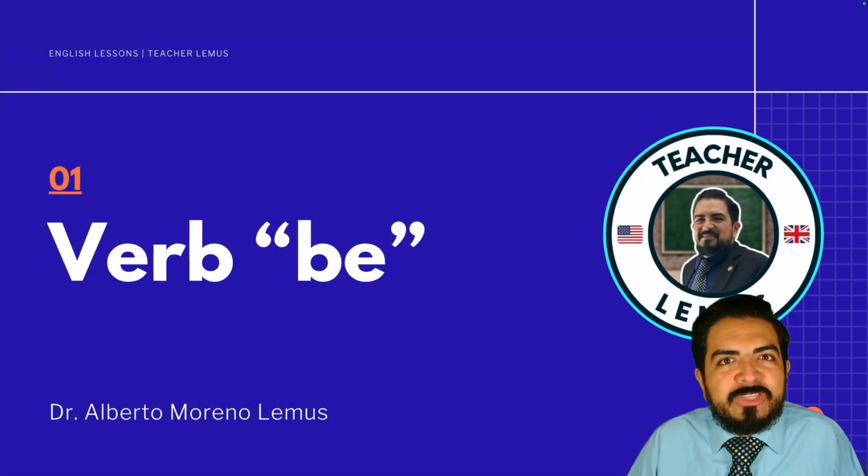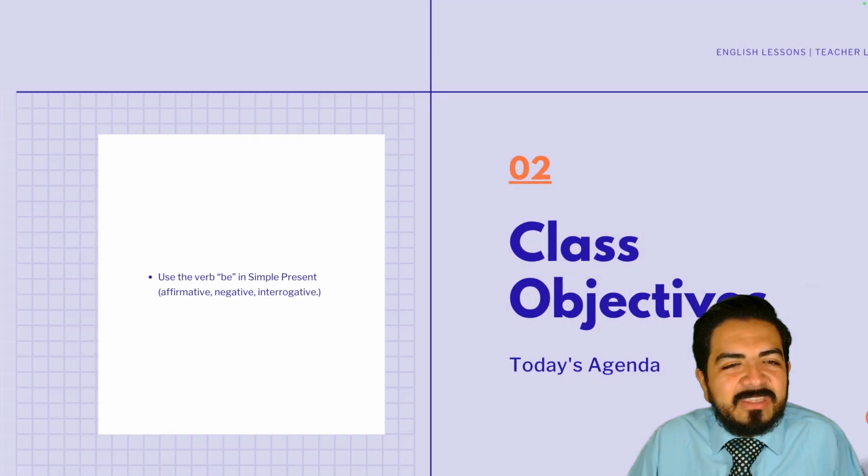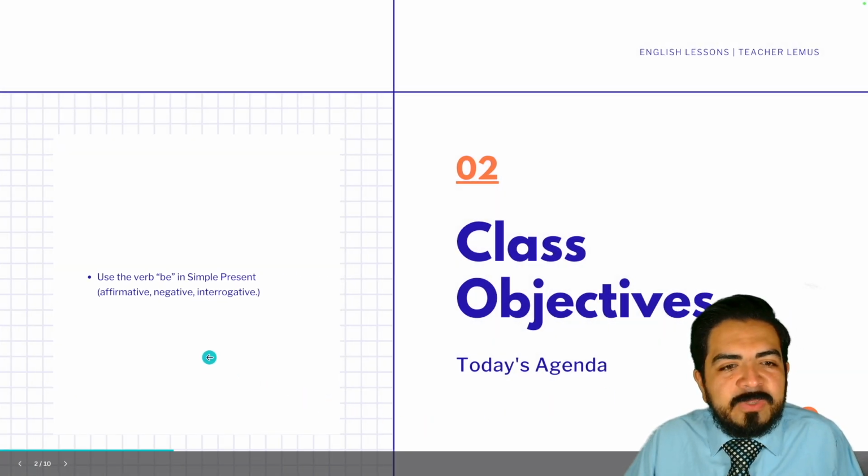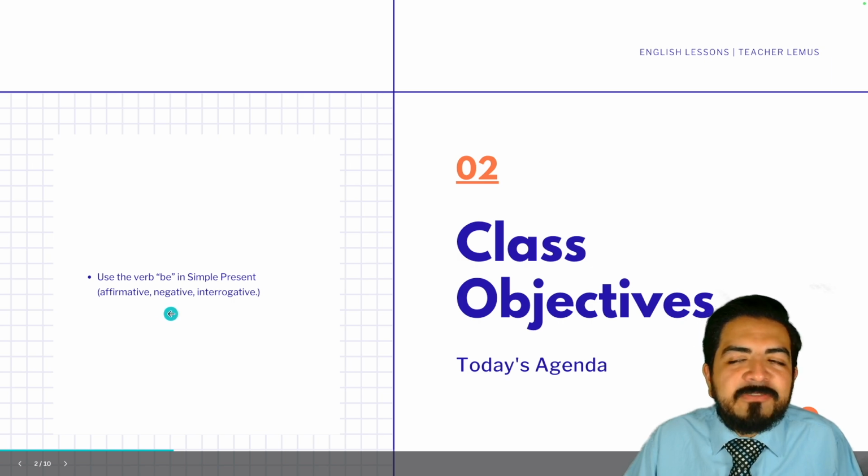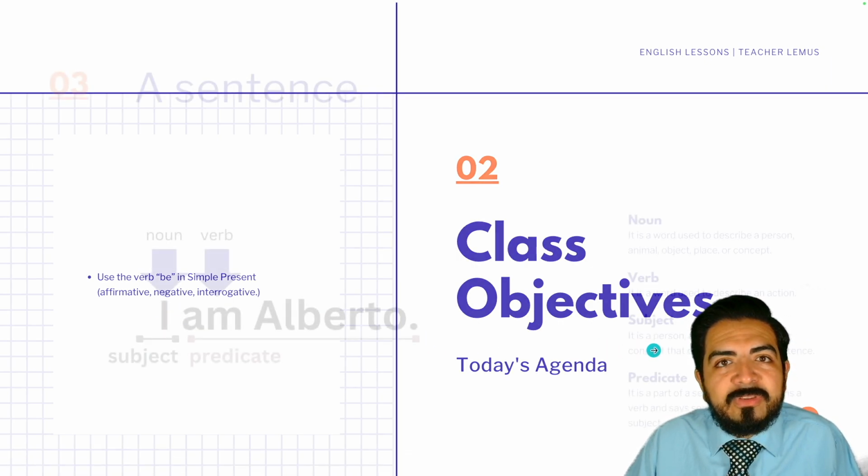Today we're going to see the verb be. In this video, we're going to use the verb be in simple present in affirmative, negative, and interrogative forms.